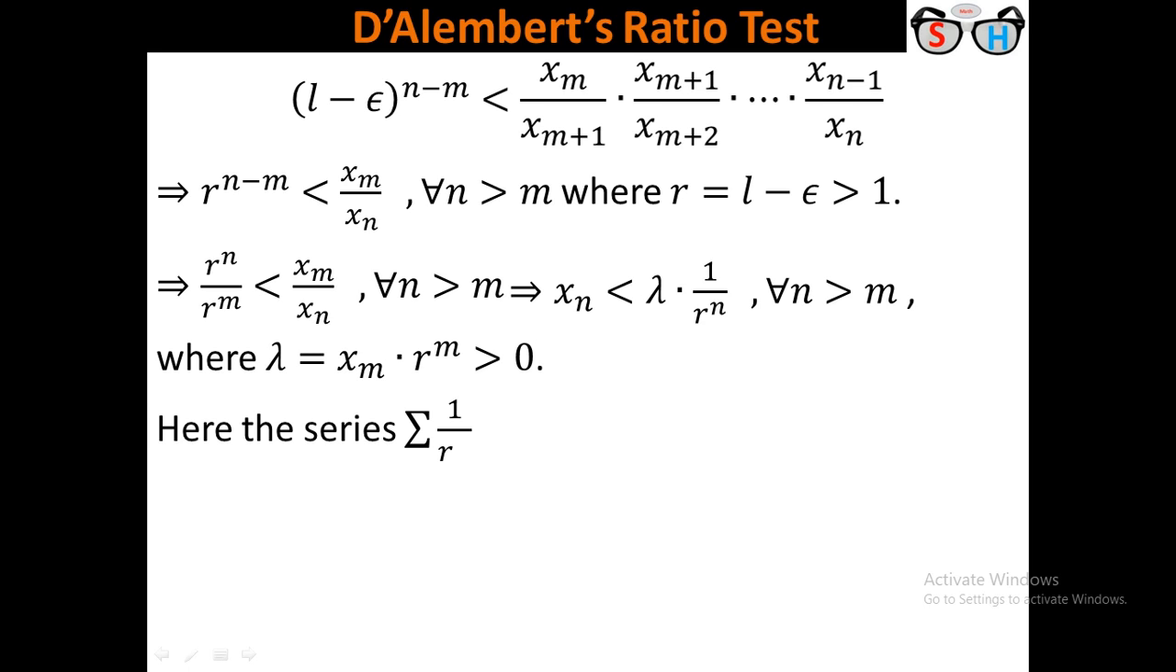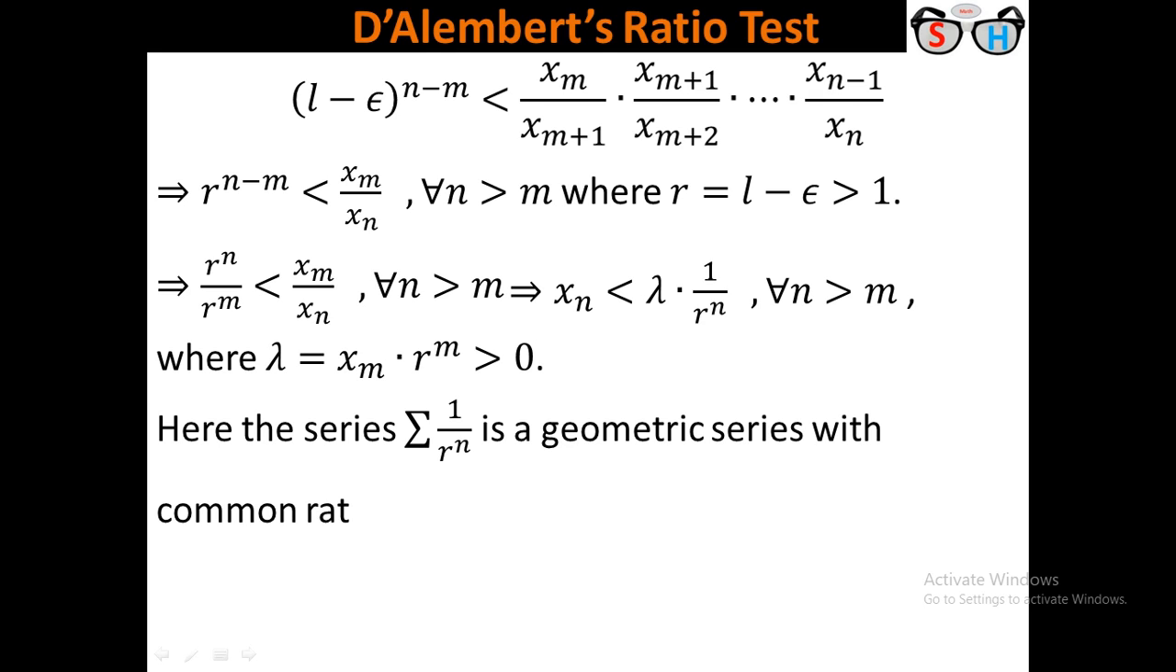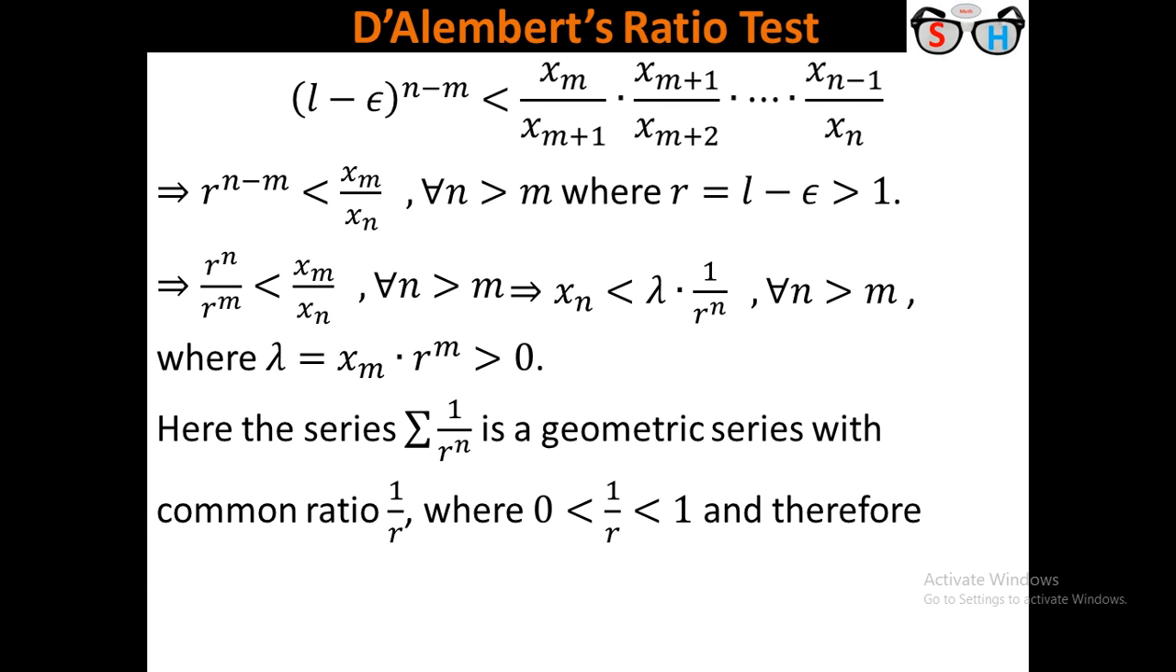Here the series summation 1 by r to the power n is a geometric series with common ratio 1 by r, where 1 upon r lies in the open interval 0 to 1, because r is strictly greater than 1, and as a result 1 by r is less than 1. Here also r is positive, so this is greater than 0. Just see that relation. Here this is x_n and this is 1 by r to the power n. So I consider the series summation 1 by r to the power n. It is a geometric series with common ratio whose magnitude is less than 1, so it is a convergent series.